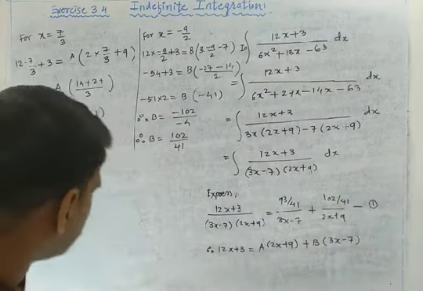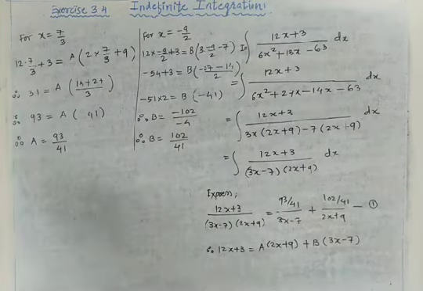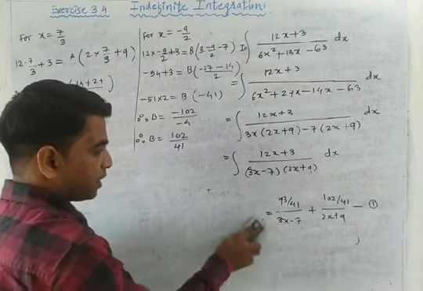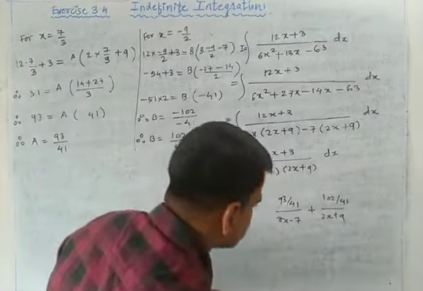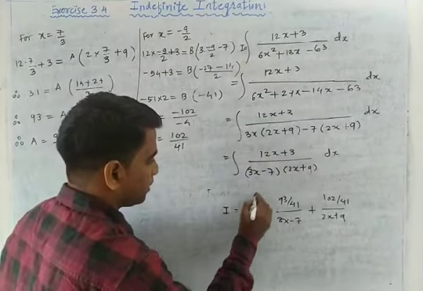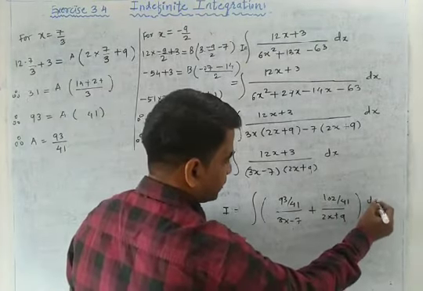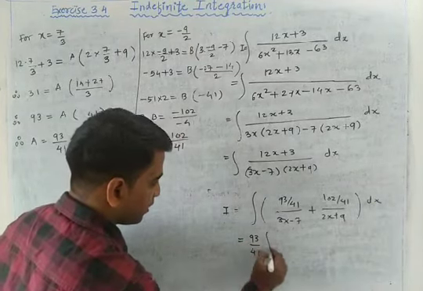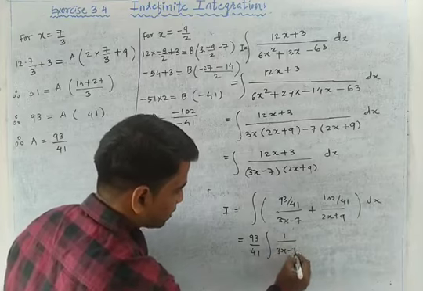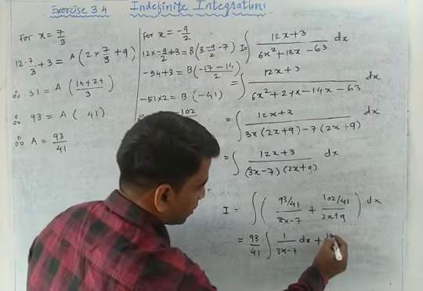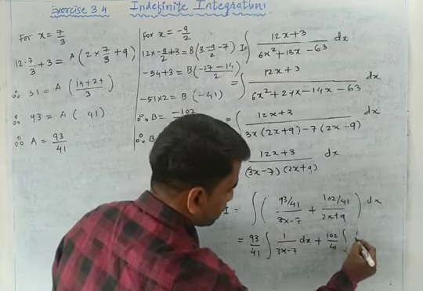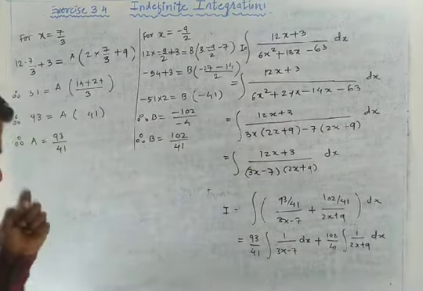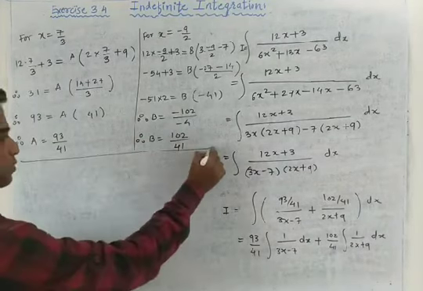Okay, and now equation 1 we will use for finding the integration. Get that? So write down the integration part. In that integration, what will we get? I is equal to the integration of this part. Now separate the integration, take the constant terms outside: 93/41 ∫ 1/(3x − 7) dx + 102/41 ∫ 1/(2x + 9) dx. Get it?